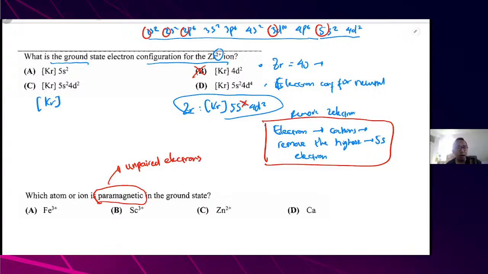Remember, para is unpaired, and magnetic is pair. So the concept is, if the question is about paramagnetic, this one has at least one unpaired electron. What does that mean?